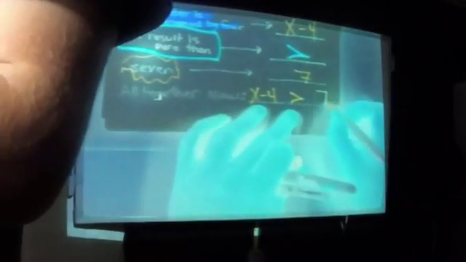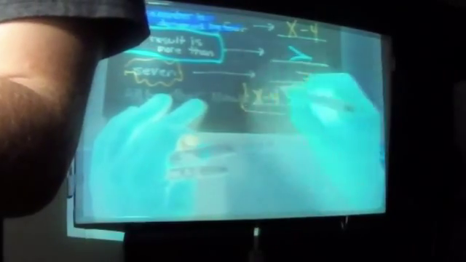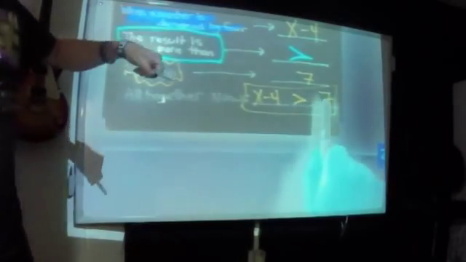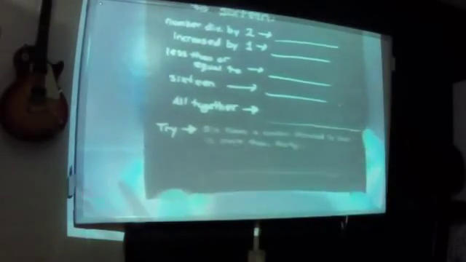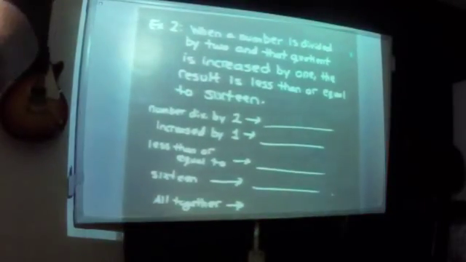And then you put it all together in one algebraic piece. So when a number is decreased by 4, that's x being decreased by 4. The result is greater than, not greater than or equal to, just greater than 7. And this would be what you're looking for in an answer. When a number is decreased by 4, the result is more than 7. Like that. Now these will get more difficult. I think we only have one more example to do, and then I have one for you to try on your own.